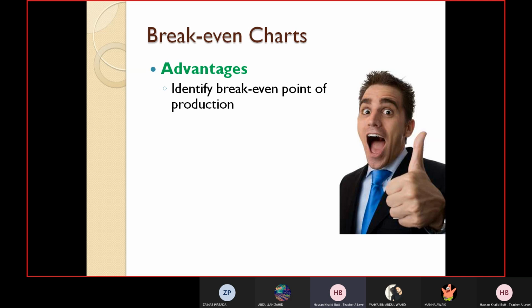And there are other benefits also of identifying the break-even point. If you know that your break-even point is at 1,000, then you can devise strategies. How can we bring it down? Like, how can we achieve it at 500?